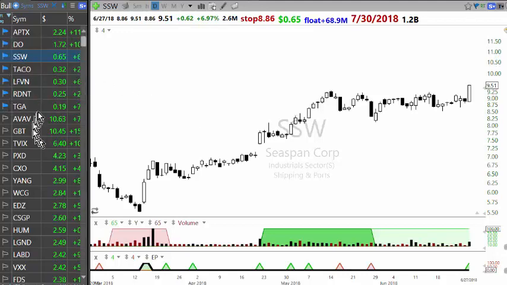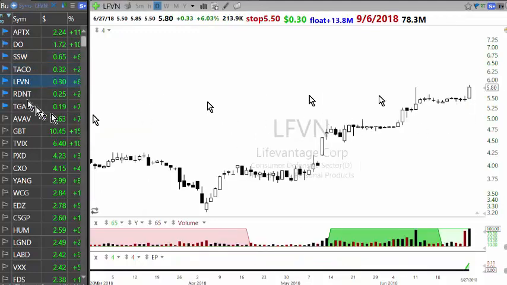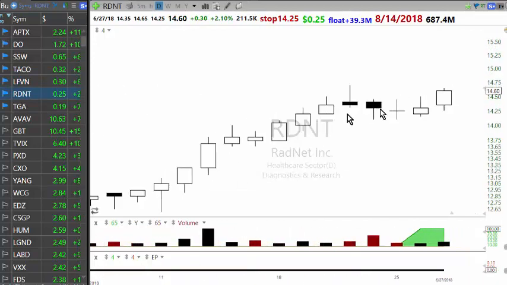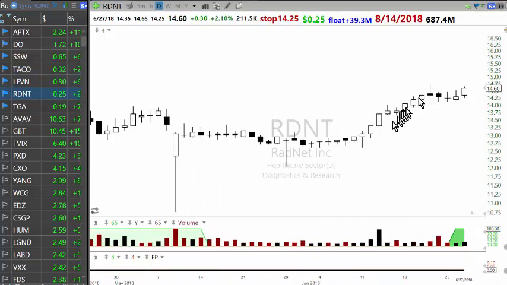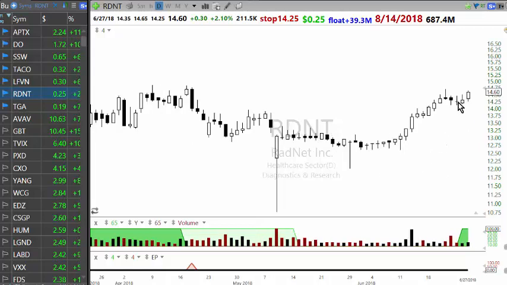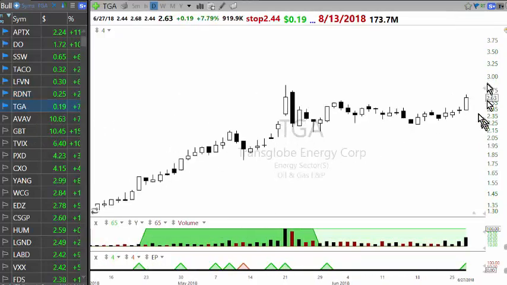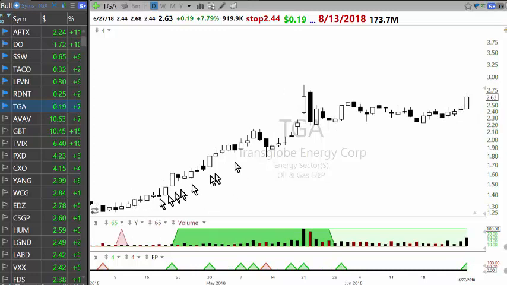And this is what I looked at. I looked at all these 6 or 7 setups, and I bought SSW because that looked very nice to me. Taco is another one, LFVN, which is a nice setup. RDNT, again this looks nice to me. See, first leg very orderly, not up 3 days in a row. Then relatively young trend. It is a young trend, and there is no 4% breakdown during this consolidation. Consolidation was orderly and closing near the high, so that's also a good setup. And TGA is another one, just faded a little bit, but like see here, very orderly.